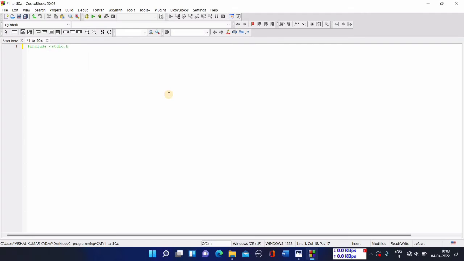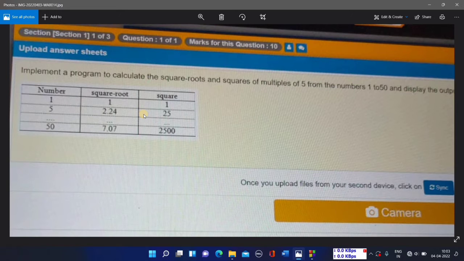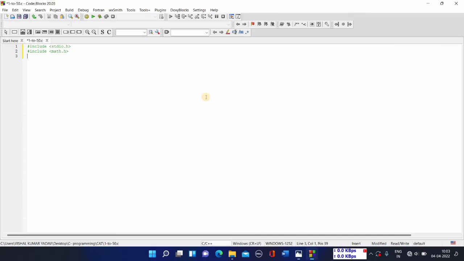Hashtag include, and see over here I have to write hashtag include math.h. Why? Because for finding square roots and the square of a number, we can use the math module. For finding square roots, we can write sqrt of a particular number. For power, we can write pow for a value and a particular base. Okay, that's fine. Now see, int main function.